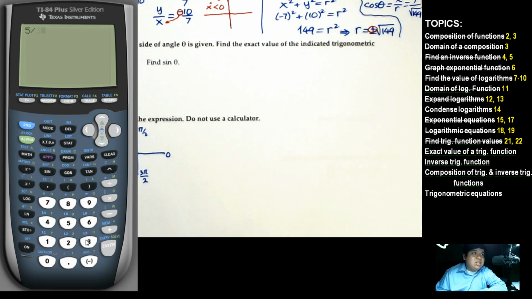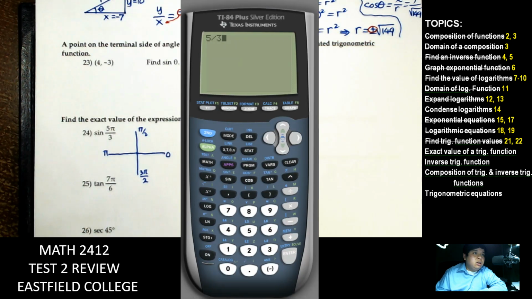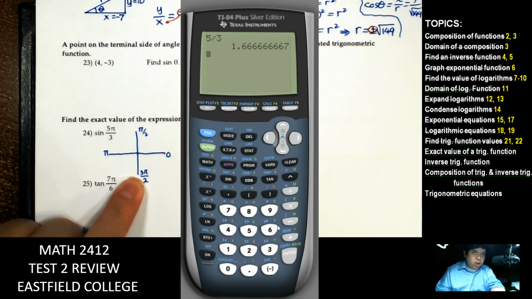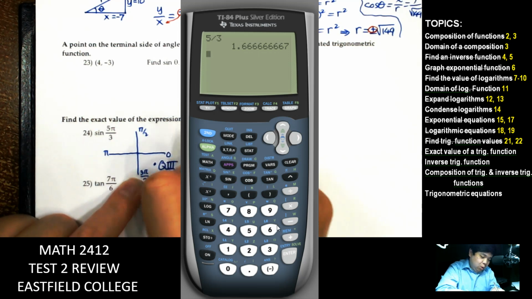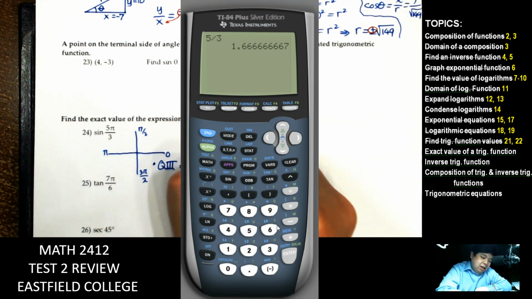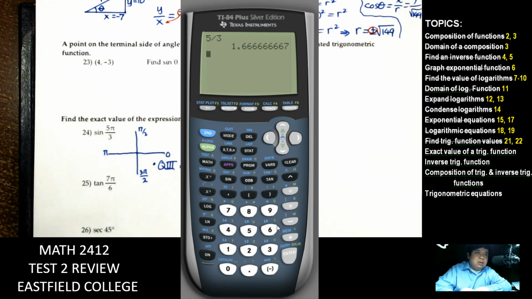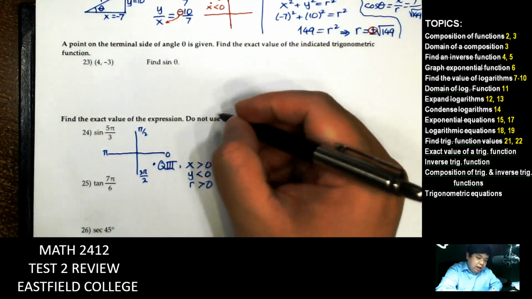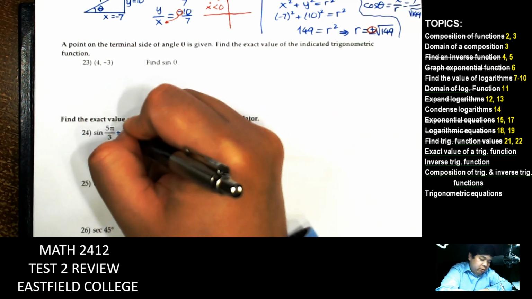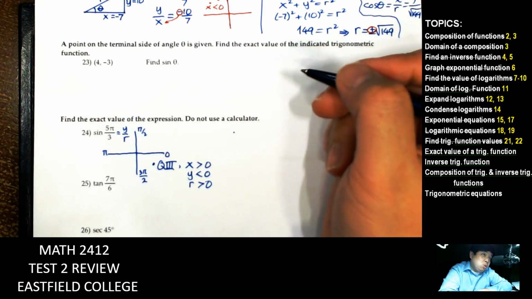5 divided by 3. So basically, we throw away the pi, ignore the pi, and we have 1.667. Here 3 pi over 2, which is 1.5. So we have pretty much quadrant 3. In quadrant 3, we have x is negative, y is negative, and r is always positive. Sorry, I have the calculator in the way. There. So this is in quadrant 3, and sine is going to be equal to y over r. So it's going to be negative.